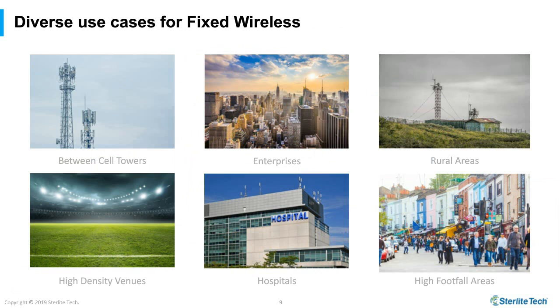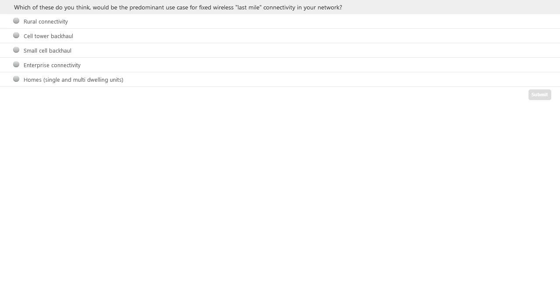So just a quick overview of the use cases. By no means are these exhaustive, but rather just to give a flavor of what fixed wireless can do. Obviously, cell tower backhaul point-to-point connectivity is a very standard implementation. And we can also look at enterprise, rural access, high-density venues, hospitals, campuses, universities, and of course high-footfall areas as well. And again, use cases really abound. So at this point, we are at the first poll question.